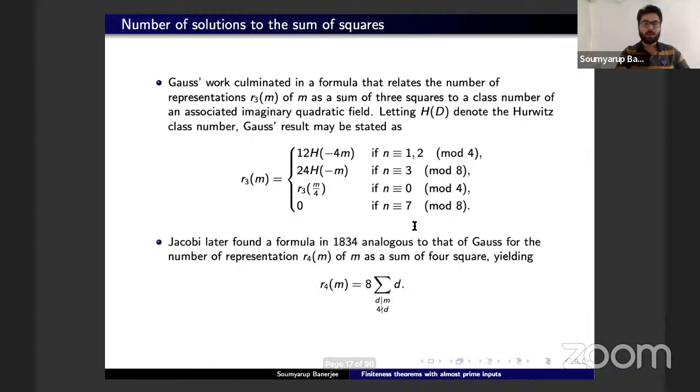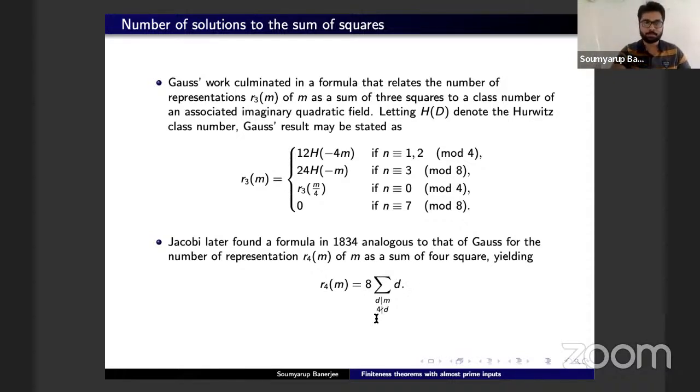And later, Jacobi found around 1834 that R4(m), that is the number of representations of m as a sum of four squares, can be written in this way. That is, the number of solutions of m as a sum of four squares is equal to 8 times the summation of d, where d divides m and 4 does not divide d.